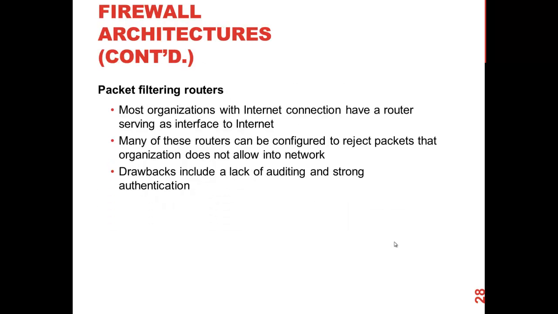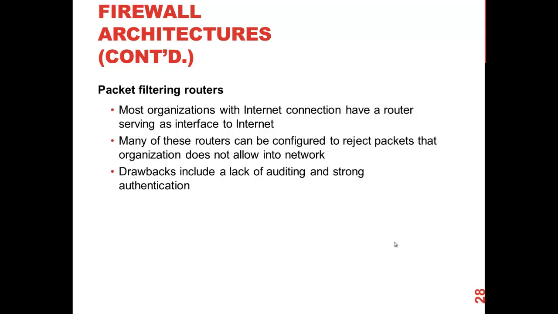If we look at the first type, the packet filtering router, most organizations with internet connections have a router as the very first device that traffic from the internet would reach. So a border router creates that original, that furthest perimeter. Many of these routers can be configured to reject packets that organizations do not want to allow into the network, which is really what they should be doing.